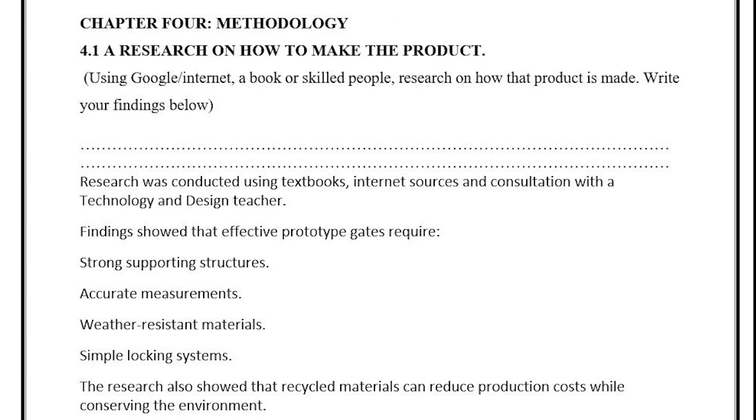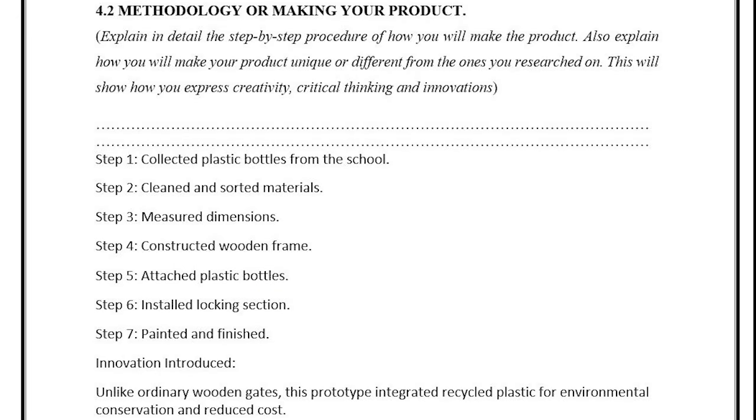Findings show that effective prototype gate requires strong supporting materials or strong supporting structure, accurate measurements, weather-resistant materials, simple locking system. Still under chapter 4, we are having methodology or making your product. Here you're supposed to explain in details the step-by-step procedure of how you'll make the product. You also explain how you'll make your product unique or different from the ones you researched about. This will show how you express creativity, which are the skills which are required, the critical thinking and innovation.